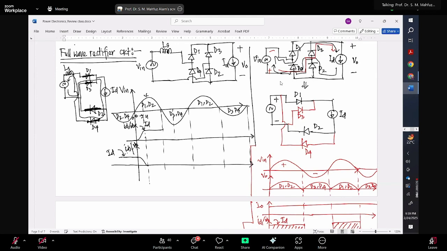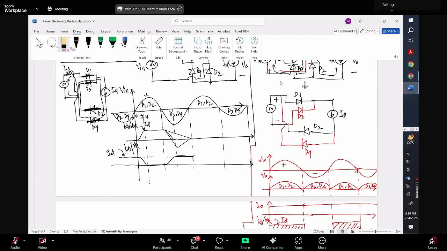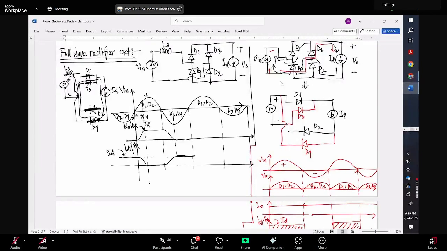And during the negative half cycle, what will happen again? It will be 0 until this point. And then it will drop down like a sine wave. And this current will increase like a sine wave. And during the negative half cycle, this current will be ID and this current will be 0. This current will be 0. And the process will repeat itself.